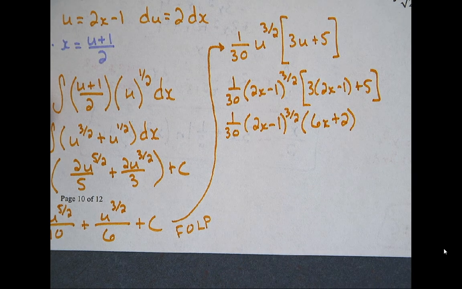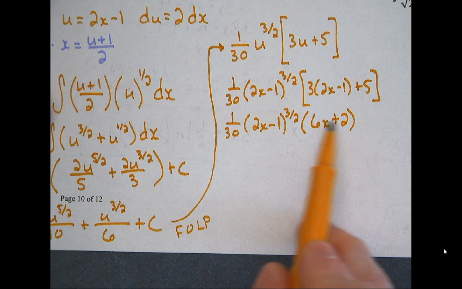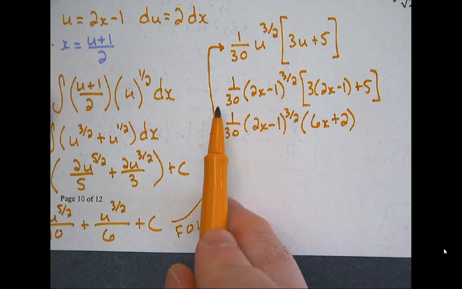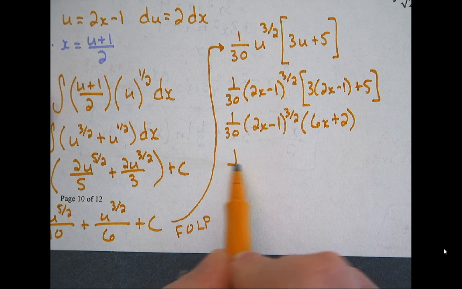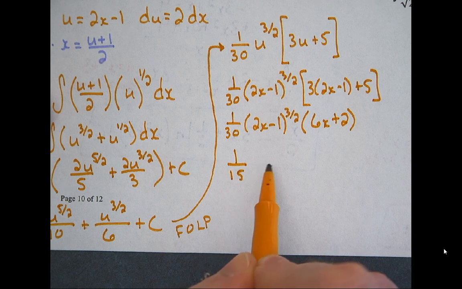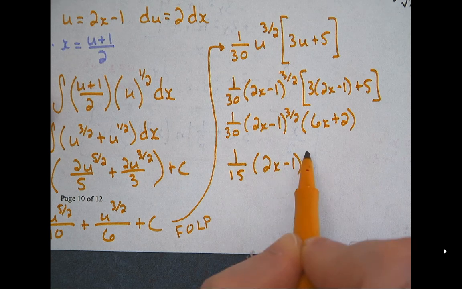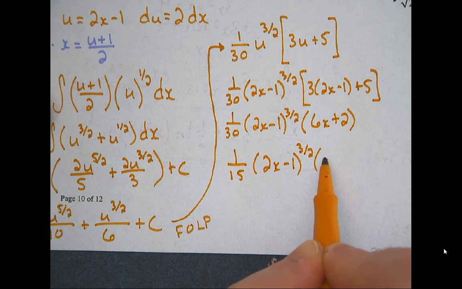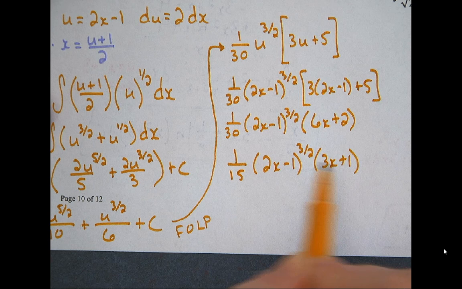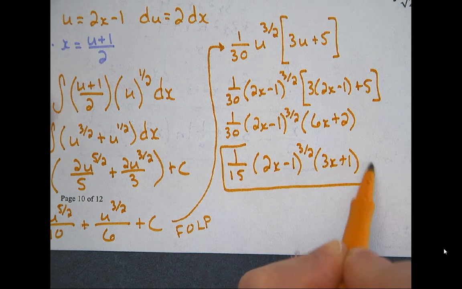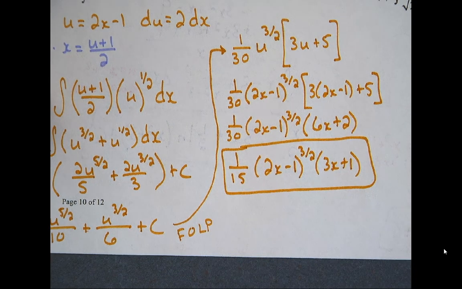Oh, geez. I can keep going again. Look. Ugh. This is divisible by 2, so I can factor out a 2 to cancel with this. So my best full credit answer would be something like this. 1 over 15, 2x minus 1 to the 3 halves times 3x plus 1. Boy, howdy. That's something else.